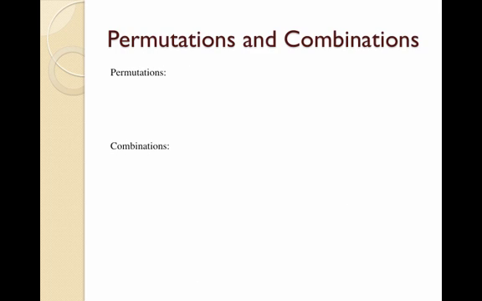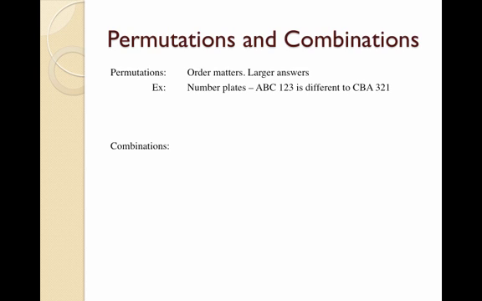Let's summarize our differences. In permutations, the order matters, so we'll get larger answers because we include all the arrangements. The number plate example at the start of the video is a permutation question because ABC123 is a different license plate to CBA321, even though we use the same letters and numbers. Phone numbers are another example of a permutation. You can see these 2 phone numbers up here are 2 completely different ones, even though I'm using the exact same numbers.